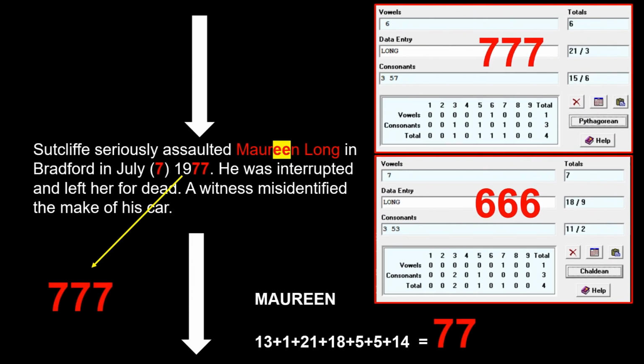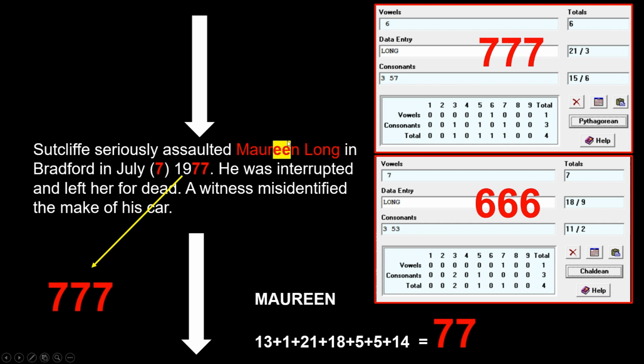Now, this was a serious assault on Maureen Long. And it was July 7th, which is the 7th month in 1977. So in this date, we've got 777. We've got the EE, which can be in capitals, can be MM, or it can be reversed in capitals to 33.